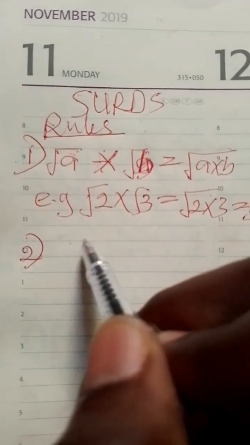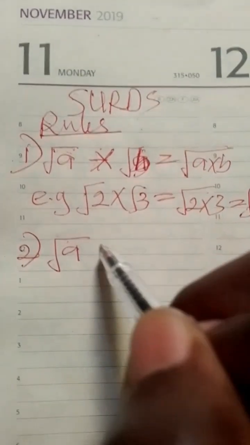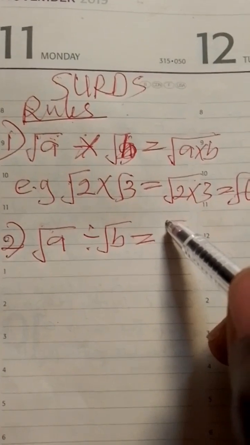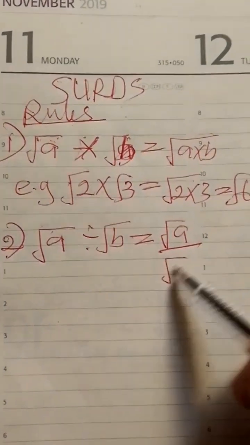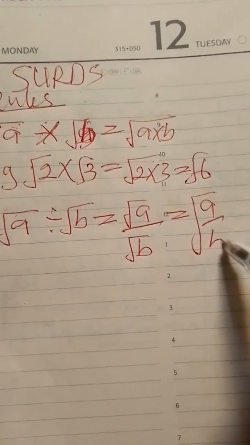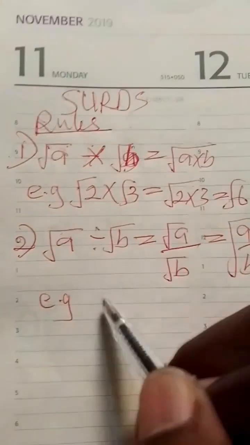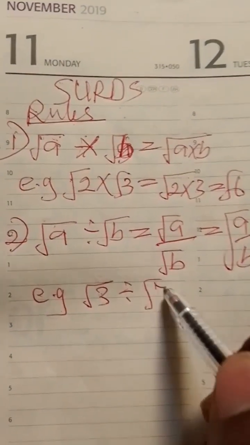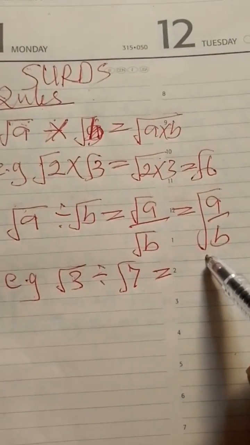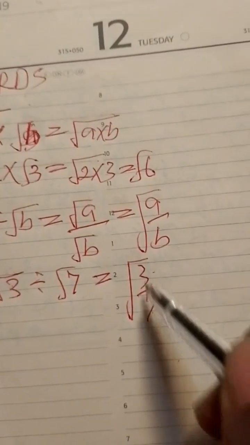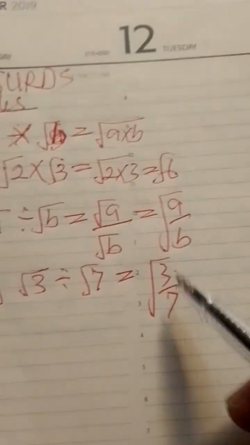That is 1. 2. If we have the square root of A divided by the square root of B, this one is the same thing as the square root of A all over the square root of B, which is the same thing as the square root of A over B. So let's say, for instance, we have root 3 divided by root 7. It's the same thing as root 3 over 7. Let's say this one can cancel this, then you can easily take it to the lowest term.